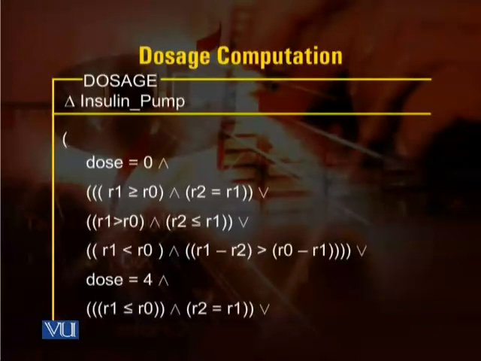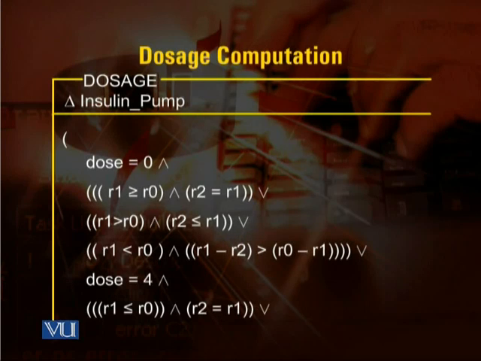Now this schema, which is dosage, we say it is delta insulin pump. Remember, when we use this delta in front of the schema name, which has already been defined, that means this schema will change the state of the state variables that are used in the previous schema. So this operation is going to change the state of the previous schema.